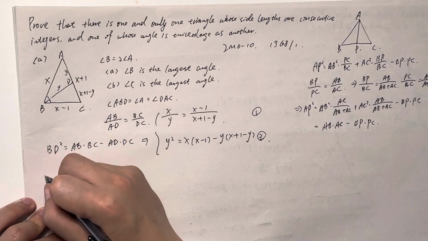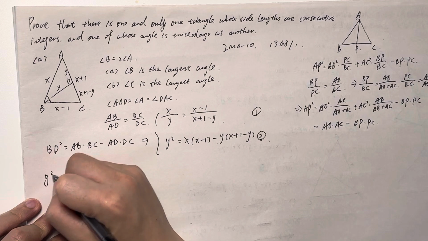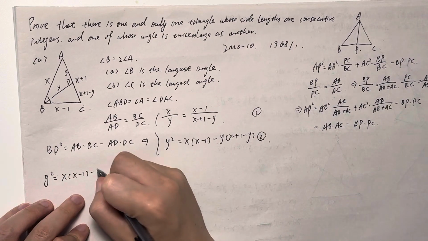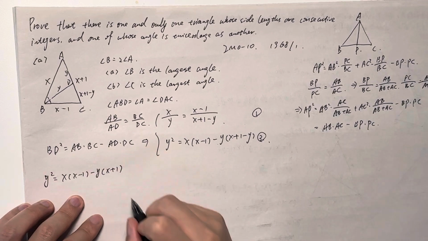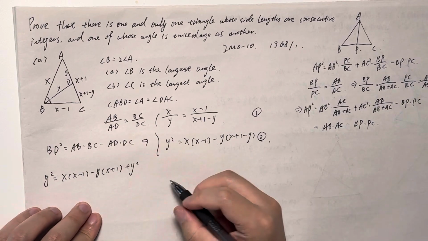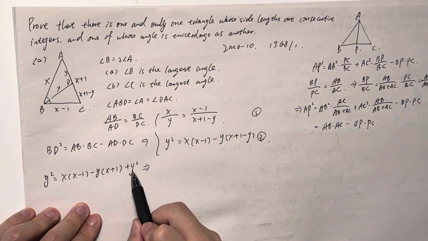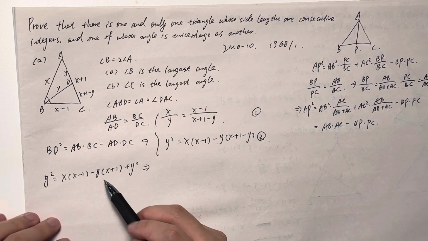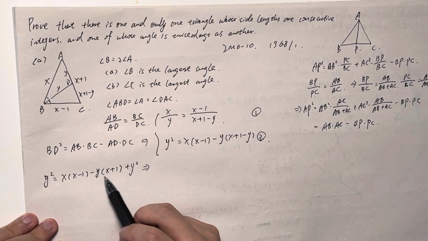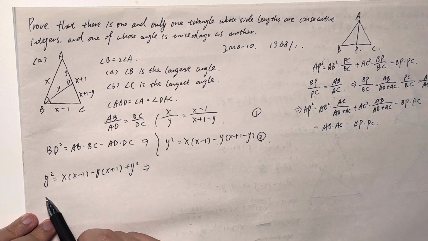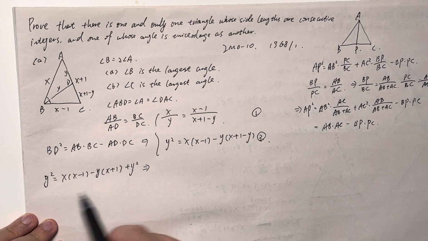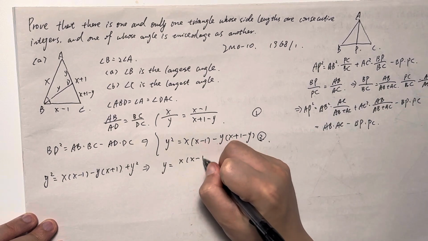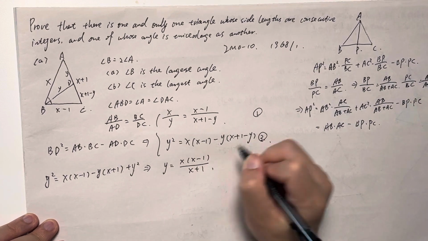So from the second equation, we got y squared equals 2 times (x minus 1) minus y times (x plus 1) plus y squared, right? That means these cancel each other, so we can transfer the y times (x plus 1) term to the left side of the equation, and then divide by x plus 1. So we got y equals 2x times (x minus 1) divided by (x plus 1).